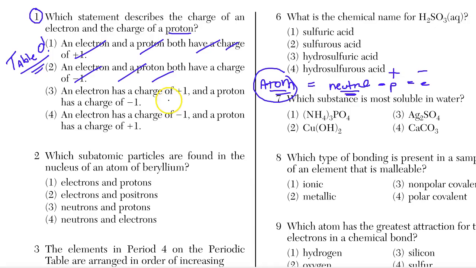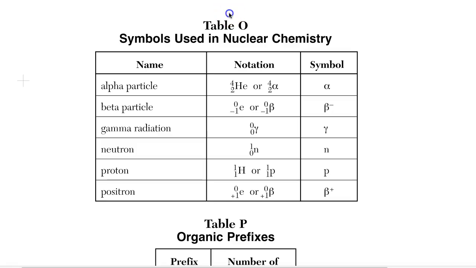So an electron has a charge of -1 and a proton is +1. You probably knew that, but if you got this wrong, that's why you're reviewing this question. Let's go to Table O to show you where you can pull this information from. Table O, my friends, gives you the particles. Like nuclear chemistry, these are the types of particles we deal with in chemistry or physics. So for the proton, you will see the notation 1/1.